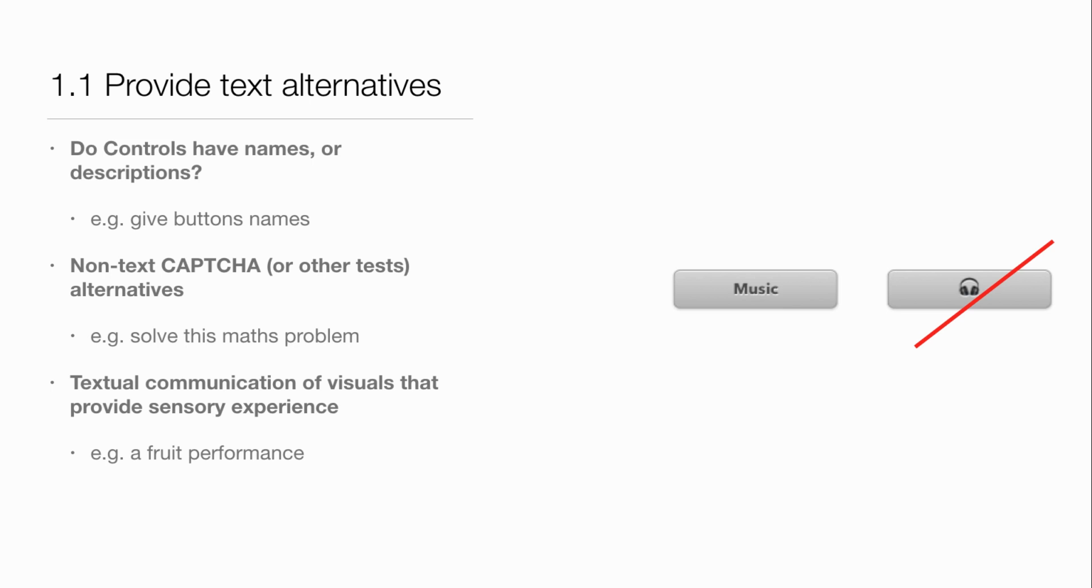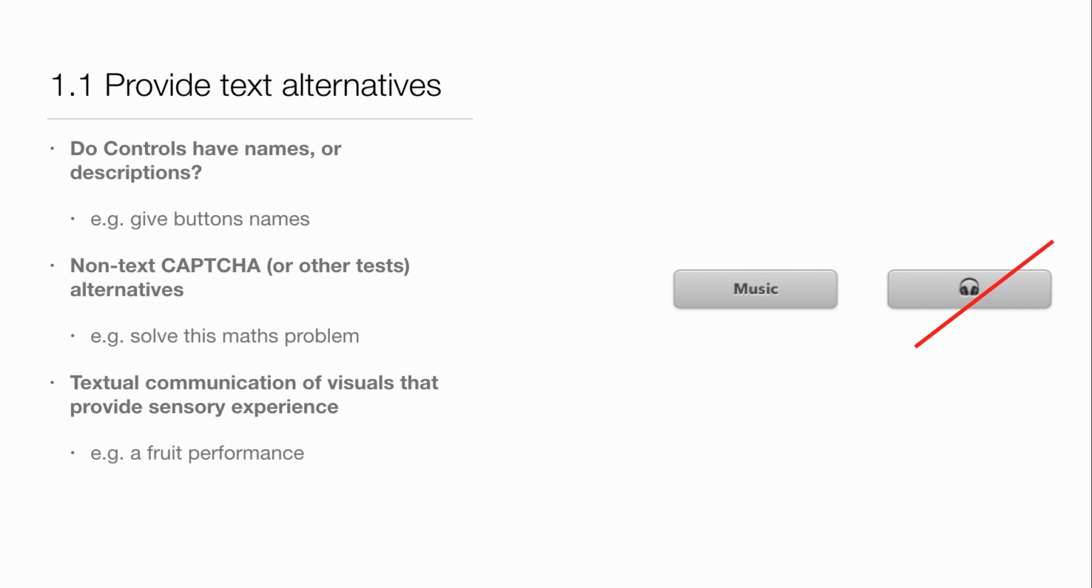Do your controls have names, or are they just images? On the right, you've got the music icon with an emoji, or just the word music, and they're both fine, but when you write music, it means that it's more usable for assistive software or certain users.